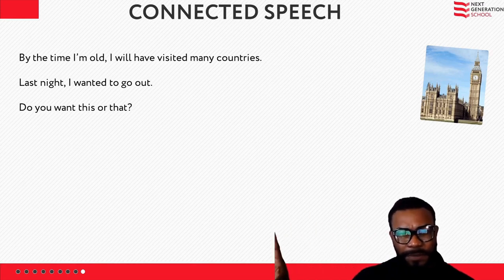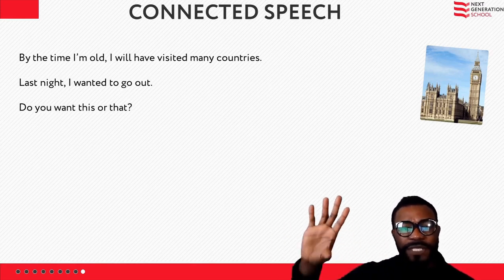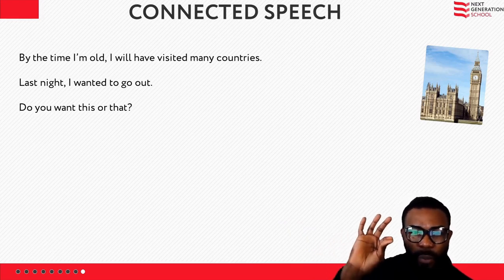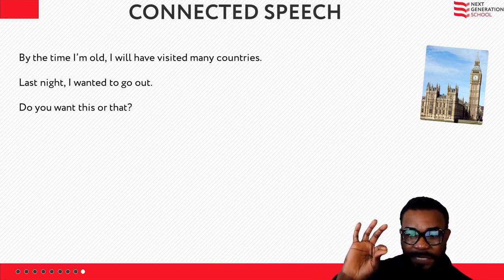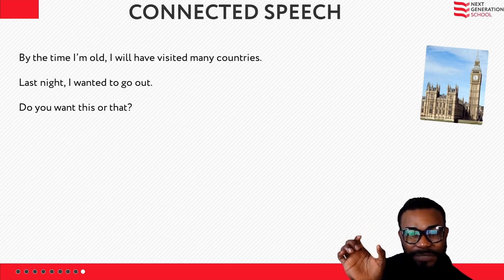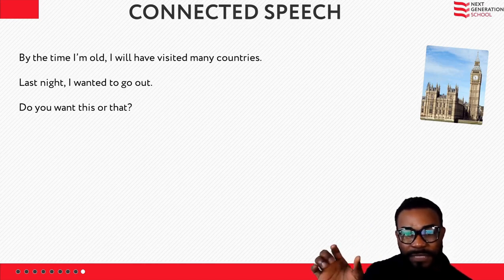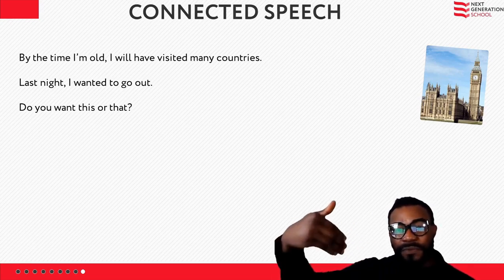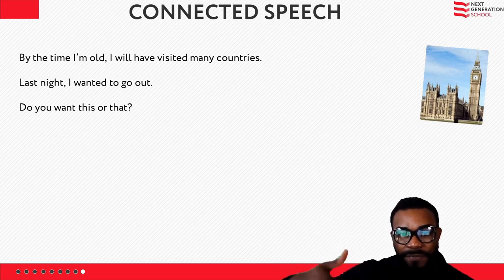Do you want this or that? Now, if you notice, you see that between "want" and "this," we have an assimilation. We have two similar sounds, and then we put them together. I say "want this," not "want this." That's one more example of assimilation. Do you want this or that?